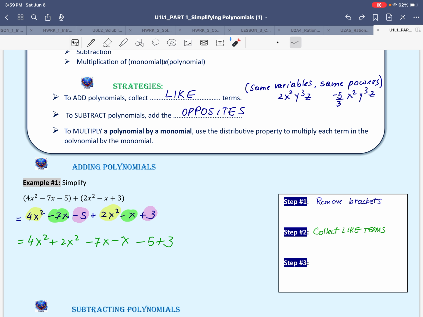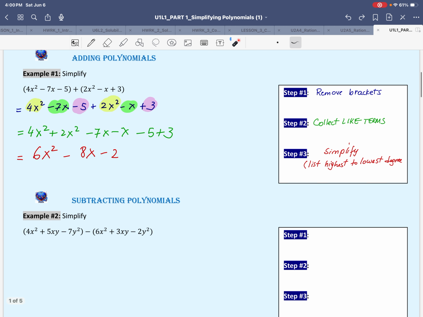Now, as you become more experienced with it, obviously you don't have to write this step. You can simply highlight the ones that are alike and then just simplify and go from this step to the last one, which is simplification. And simplification is based on working with the coefficients only. And you have to make sure that the final answer has the terms listed from highest to lowest degree. And here we go. We have 6x squared minus 8x plus minus 2 as the final answer.